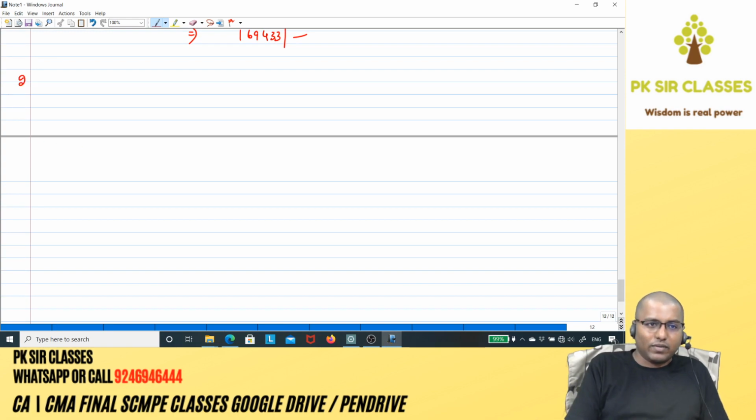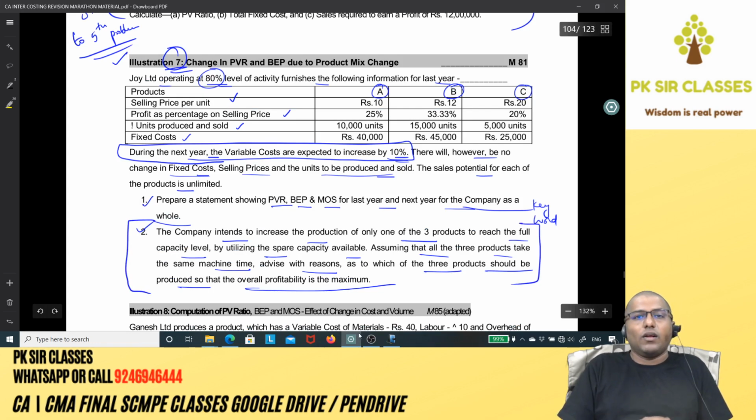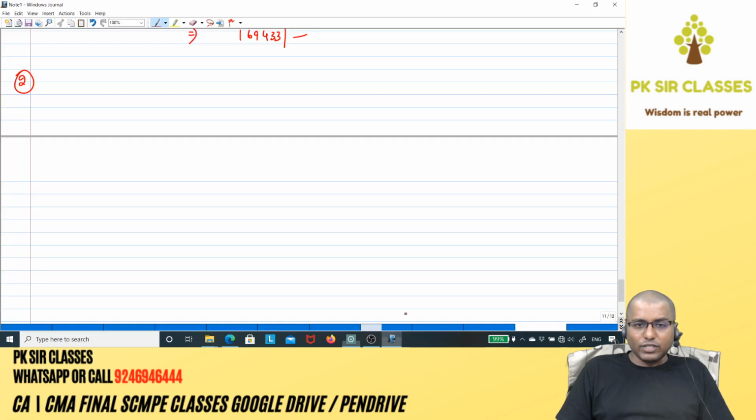That is the second part. Let's go with the question once. This one. Okay, so what is it that he has asked? The company intends to increase the production of only one of the three products to reach the full capacity level by utilizing the spare capacity available. Okay, so let's calculate the spare capacity first.